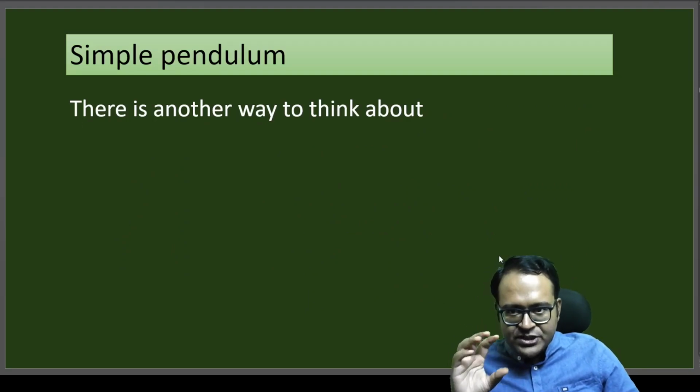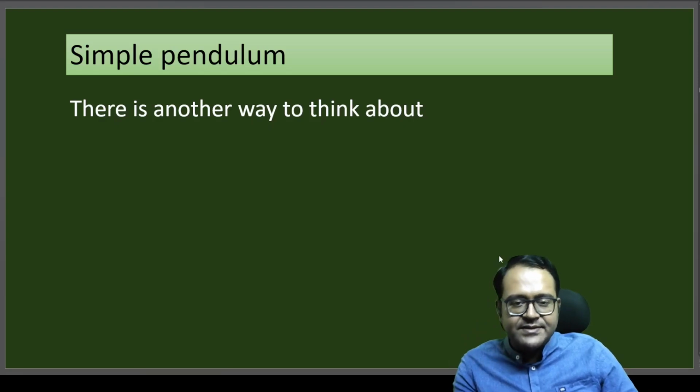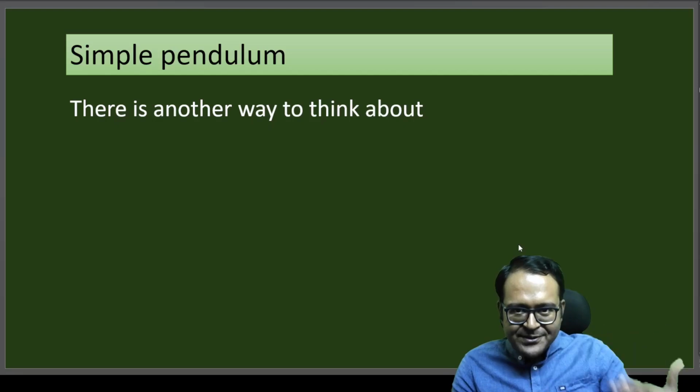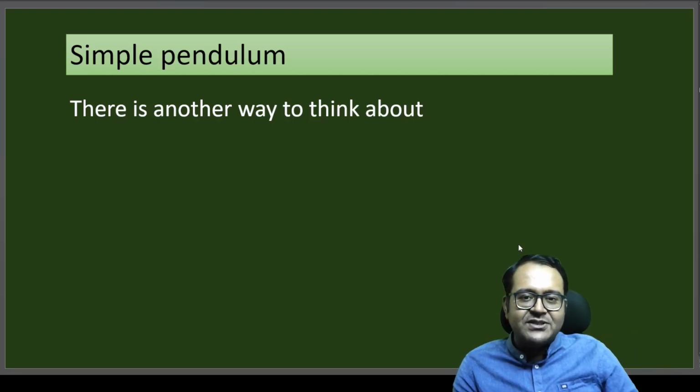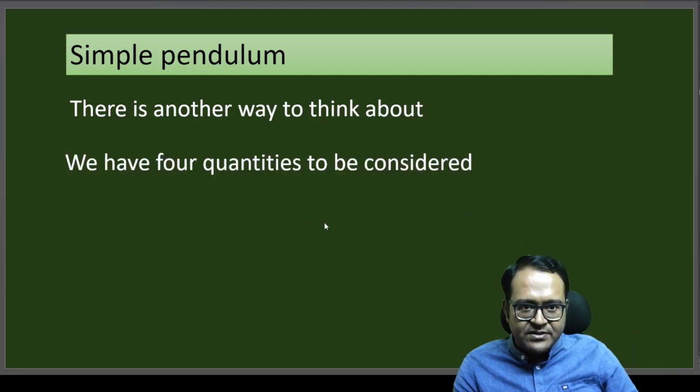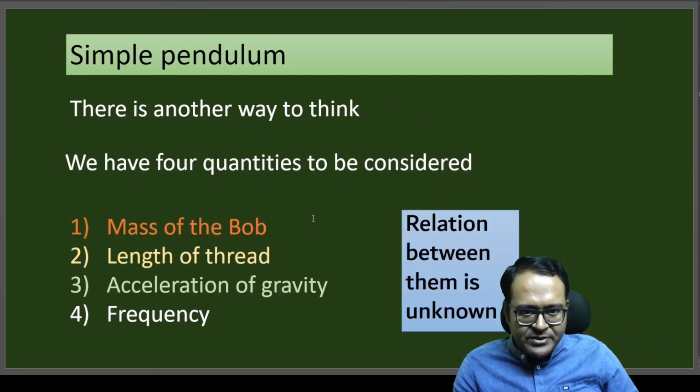This is essential for your future analysis. When you do your graduation, then you learn many more things about dimensional analysis. But for a school student, this is sufficient. We have four quantities to be considered in a pendulum: mass of the bob, length of the thread, acceleration of gravity, and frequency itself. Frequency depends on these three. You can also say mass depends on these three, or acceleration of gravity depends on these three, or length of the thread depends on these three.